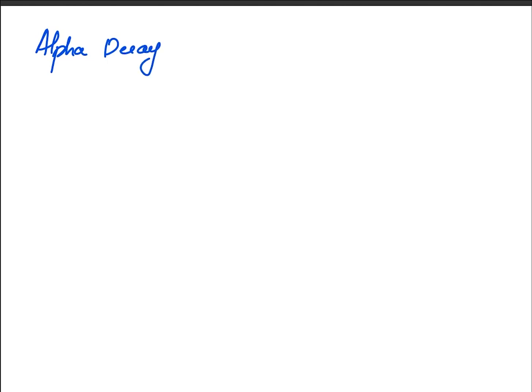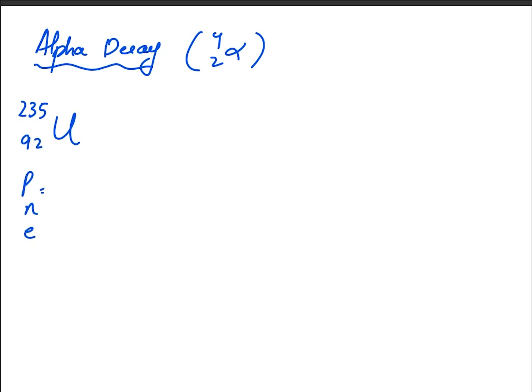So first we're going to talk about alpha decay, and we know that alpha is 4, 2. So the element that I'm keeping constant across the board is uranium 235 92. So I know that the protons, neutrons, and electrons in this neutral atom would be 92 protons because that is mentioned at the lower part, and 235 minus 92.